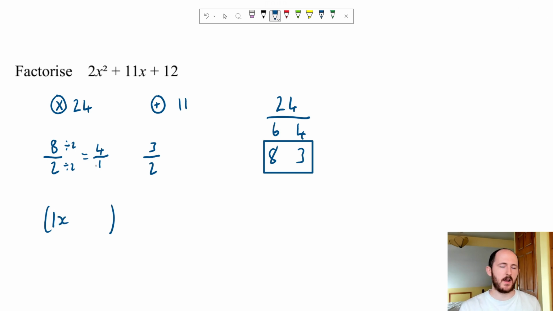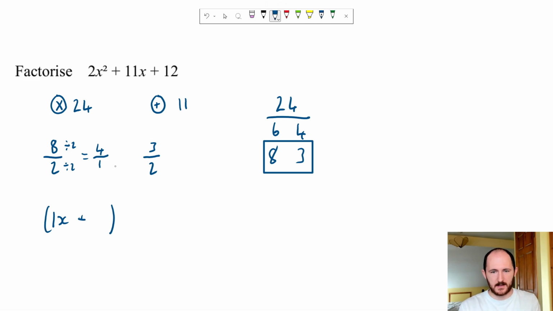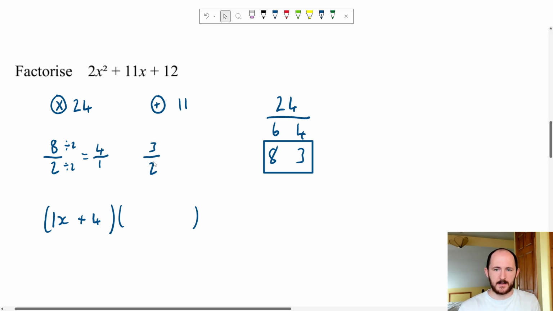Again, you don't need to write the 1, you can just write x. The number on the top represents the constant on the inside of the bracket. And again, the second fraction represents the second bracket, so it's 2x plus 3. And again, have a go at expanding it.